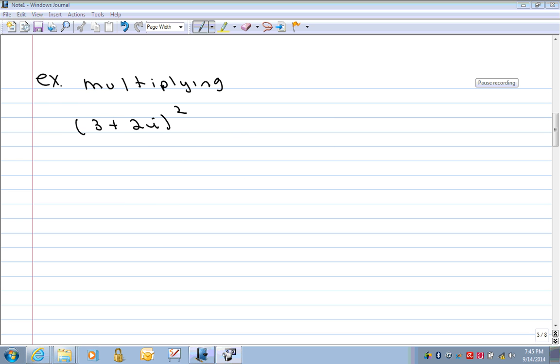All right, when we multiply complex numbers, please continue to always use our famous little shortcut for binomial squared. So we're going to use our binomial squared shortcut.